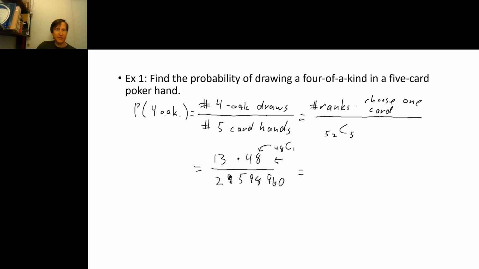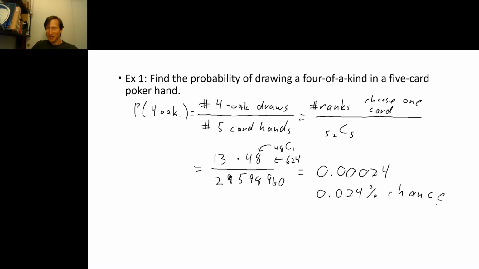This numerator, if you multiply this out, turns out it's 624. And then if you divide the two, you get about 0.00024. So that's 0.024% chance of drawing a 4 of a kind, which is not very likely, and that's why a 4 of a kind is a really good hand in poker.